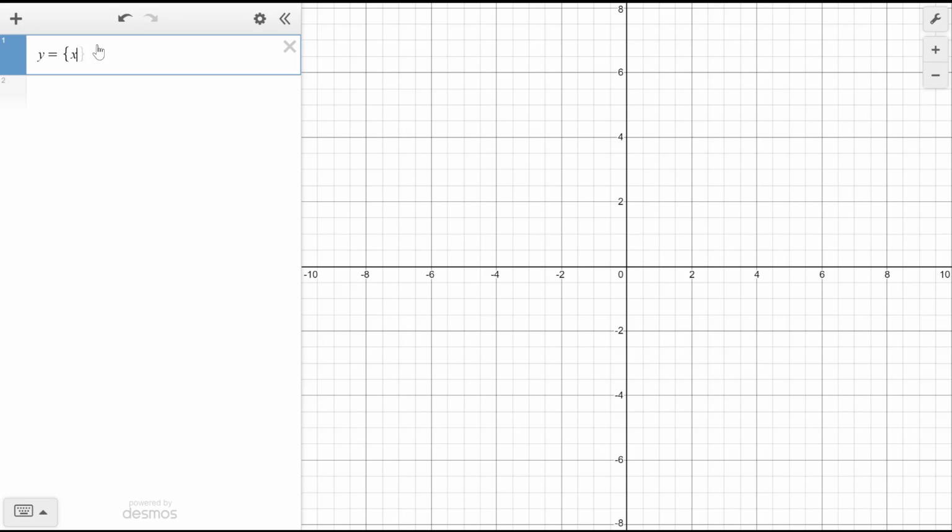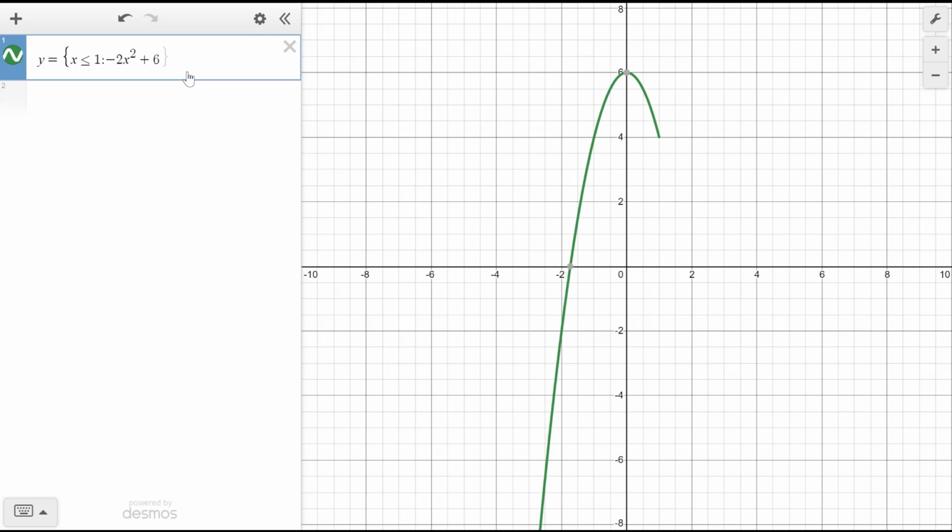So we're going to type x, the less than symbol, and then if you type equals immediately after that, it will put the less than or equal to symbol in there for you. So it's x less than or equal to 1, followed by a colon, and then you'll type in your equation. So I have negative 2x squared plus 6, and there is the parabola from negative infinity up to and including positive 1.